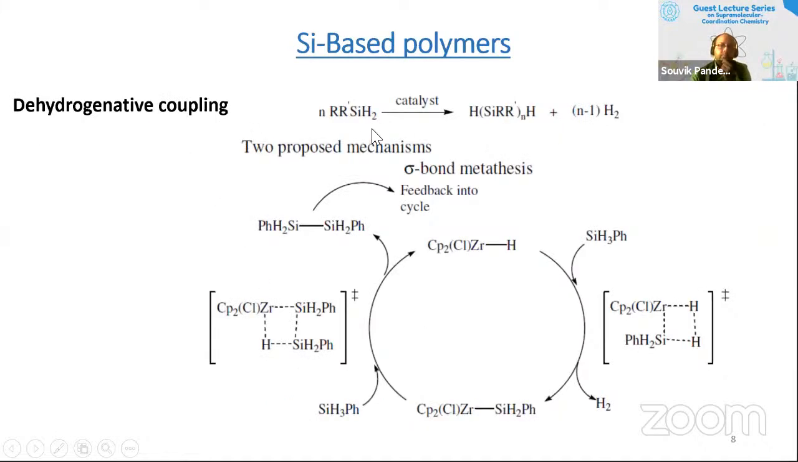Here we start with a secondary or primary silane, and then we use a catalyst or heat. Mostly in this case, we use a catalyst, a zirconium-based or titanium-based catalyst. So this catalyst is used to get this. Very interestingly, you can see the byproduct in this reaction is hydrogen gas.